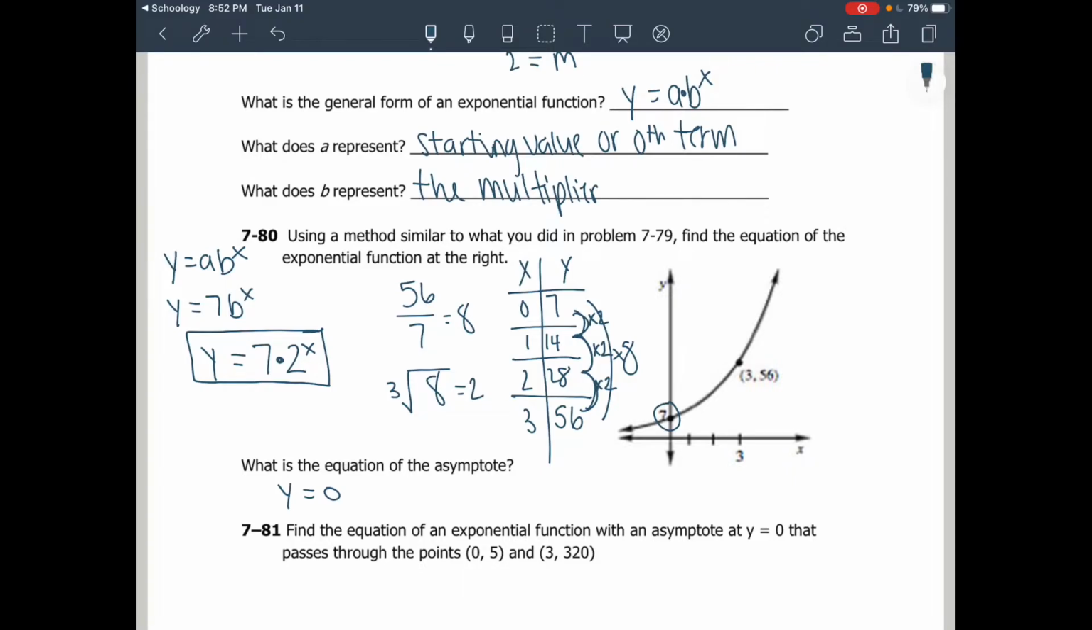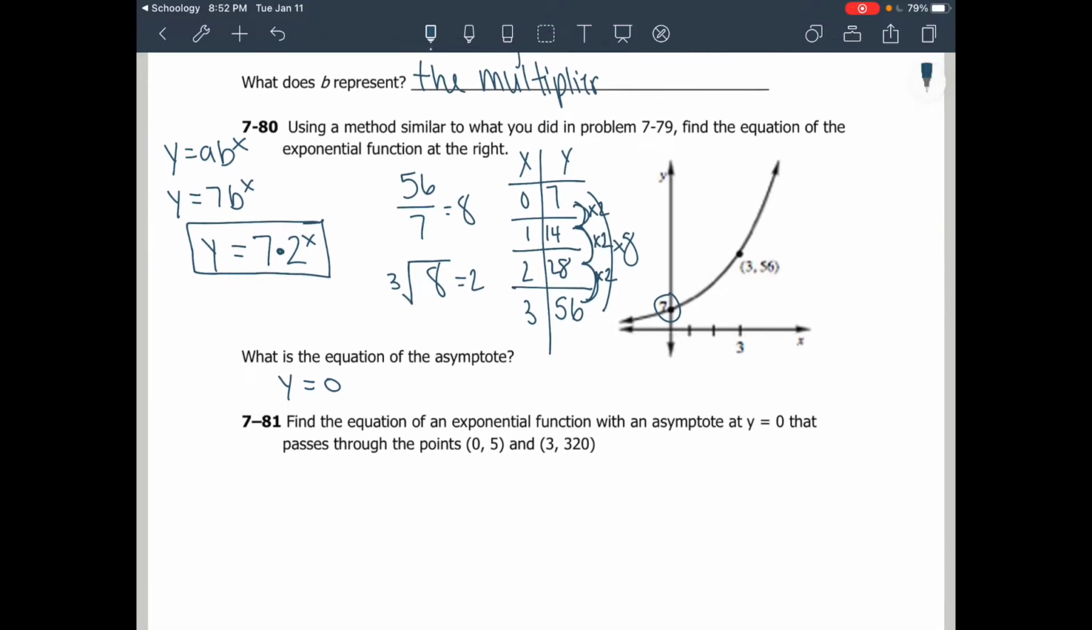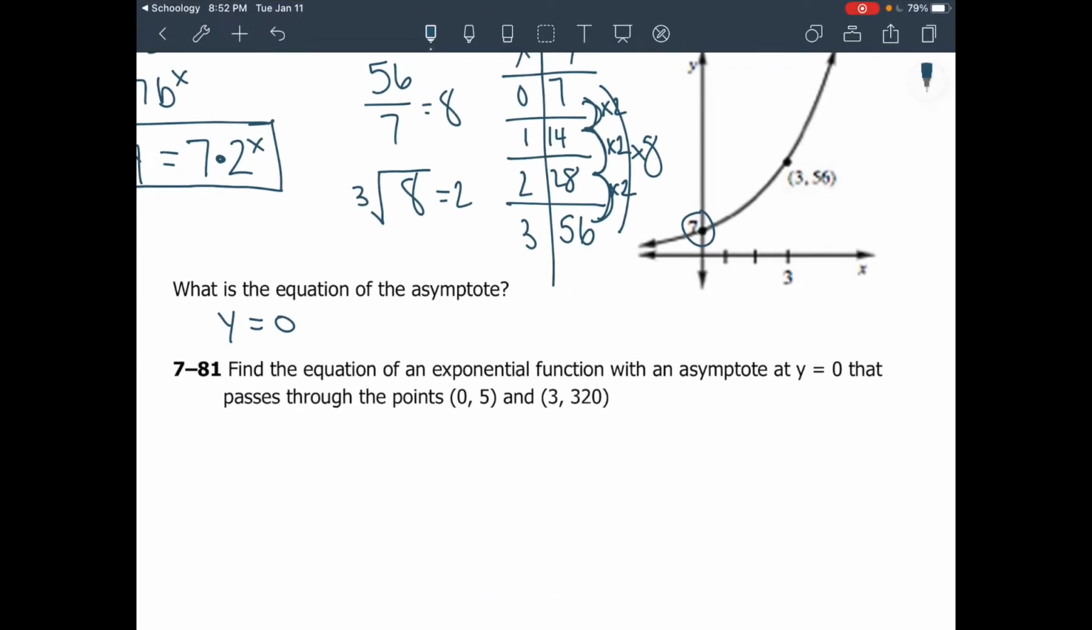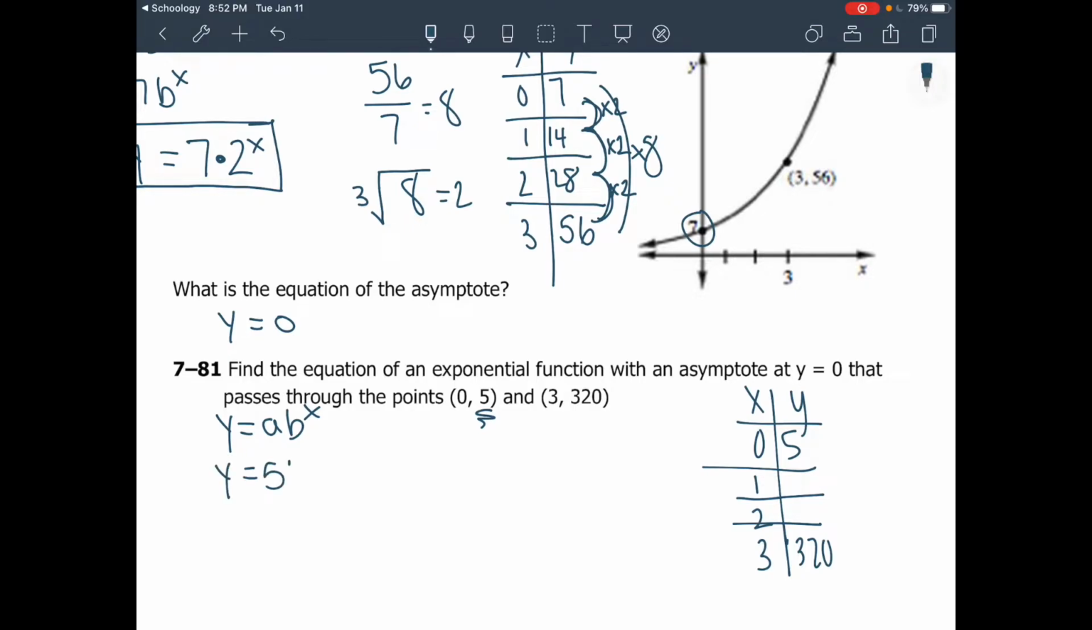Okay, so then looking at 8.1, we're going to continue to do this kind of same situation. So it says, find the equation of the exponential function with an asymptote at y equals 0 that passes through those points. So again, I'm going to write a table, so x, y, and then whatever they give me. So 0, 5, 1, nothing, 2, nothing, 3, 320. So my equation is y equals a times b to the x power. We already have our starting amount, so y equals 5 times b to the x. So then I just need to figure out my multiplier.